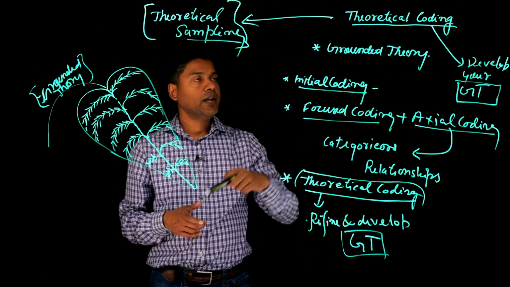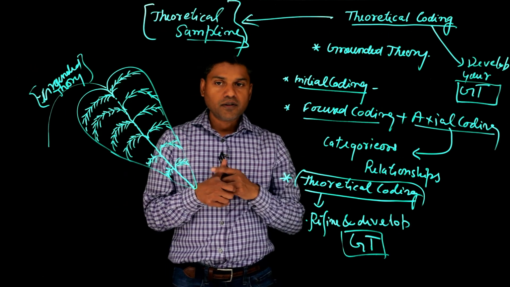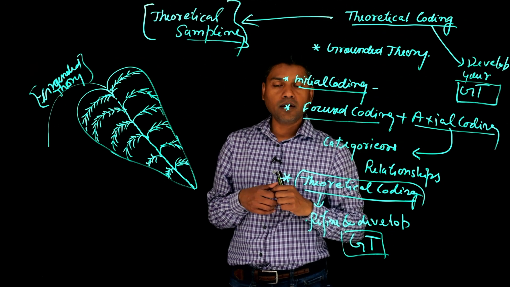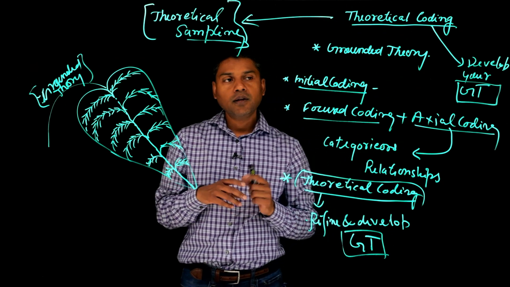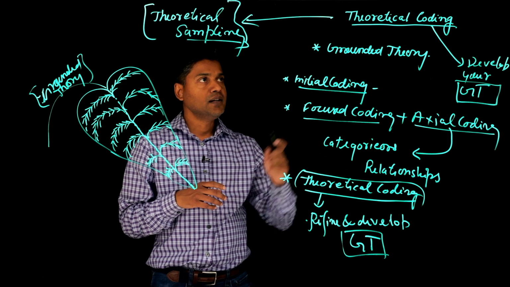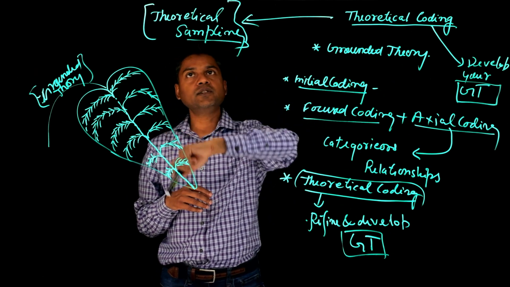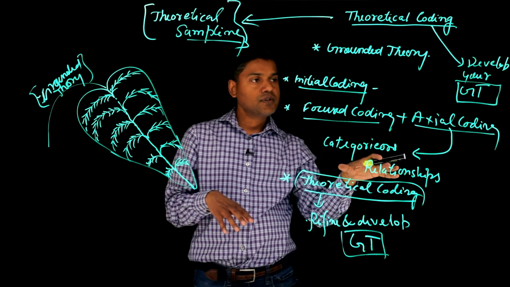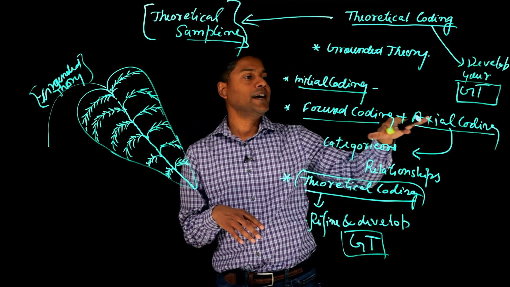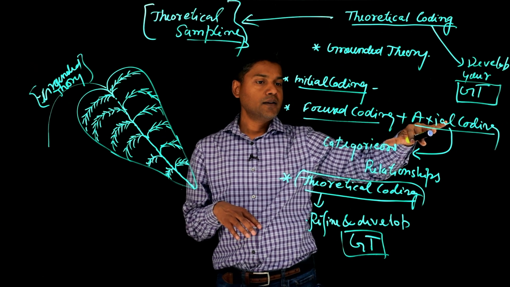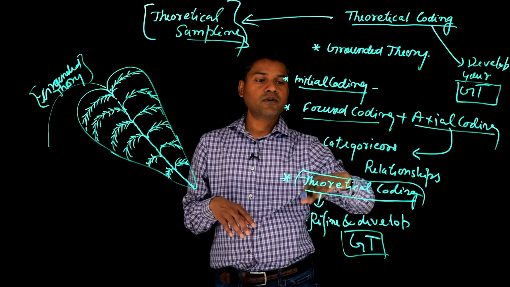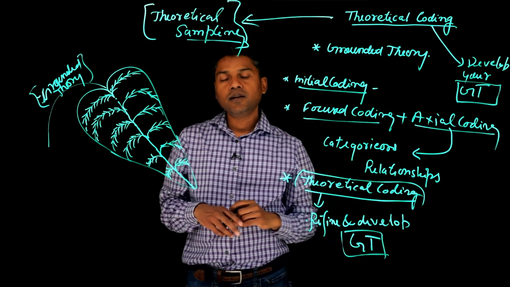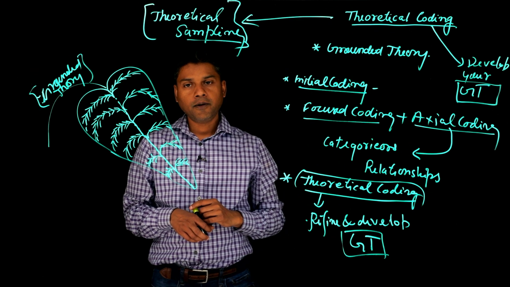So theoretical coding is done in grounded theory. Remember, number 1, this strategy, theoretical coding, is limited to grounded theory. Number 2, it is done in conjunction with the sampling strategy, which is theoretical sampling. And finally, it is used after doing focused coding and axial coding, so that you could further develop and refine your categories and subsequently your grounded theory.